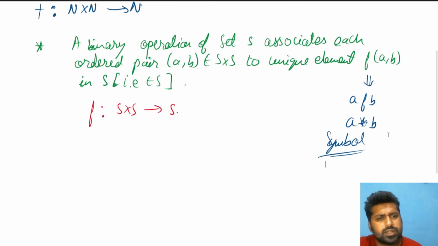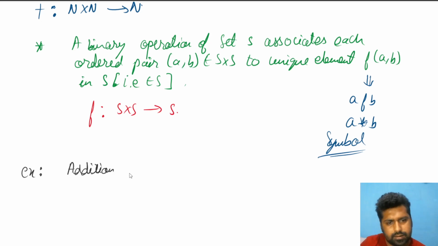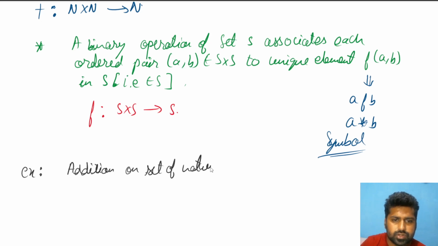Now let's check whether addition and subtraction are binary operations or not. Also we have to define on which set. So let's take a few illustrations. Example: let's check addition, although we have already checked, on the set of natural numbers. So a plus b.